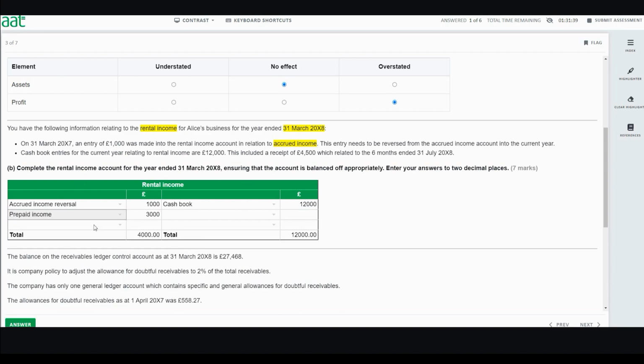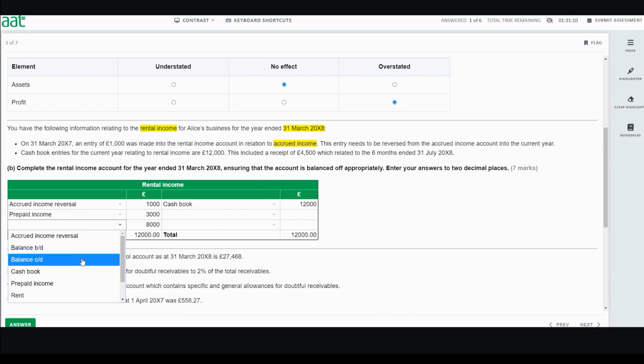So you would have credited your prepayment account, because this is money that can't go through the business yet, as it relates to next year's accounts. You can see then that the accounts don't balance, so the difference between the highest side and the lowest side is £8,000. Now this is where you've got to remember where to send it to.